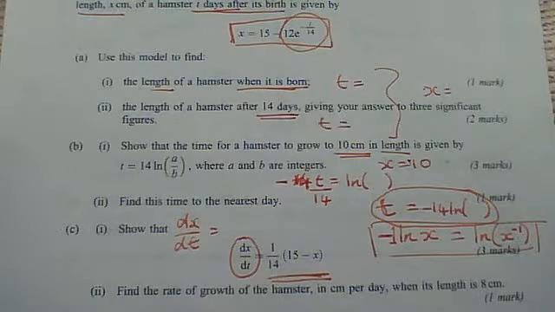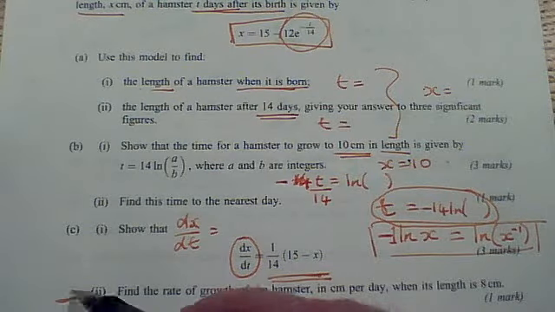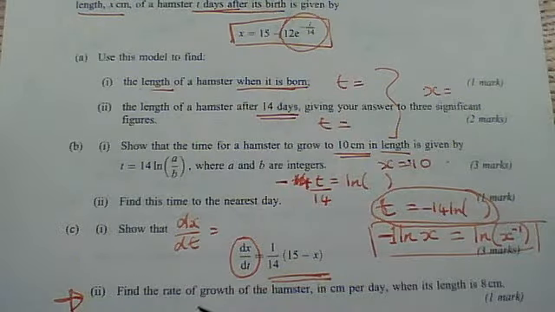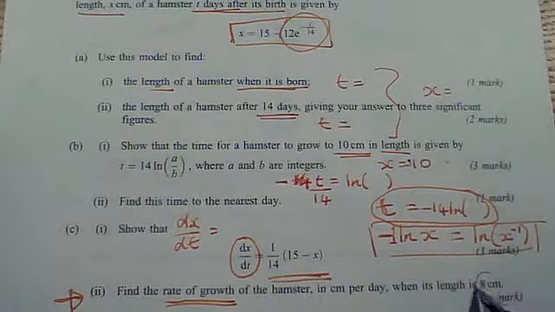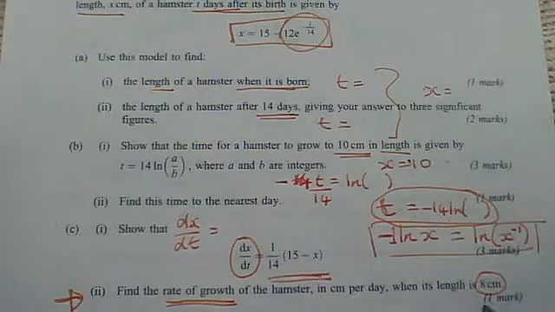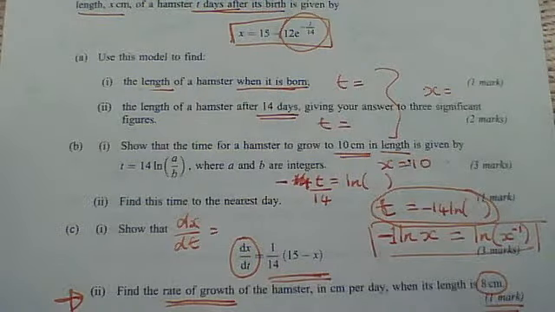Then finally, and it's another re-entry point, find the rate of growth of the hamster in centimetres per day when its length is 8 centimetres. So the rate of growth, that's just code for d something by dt, in fact dx by dt, and we're given that x is 8 centimetres, so all you have to do for this 1 mark is substitute your x equals 8 into that expression, get it as a decimal in centimetres per day, and that's an easy mark at the end of the question.